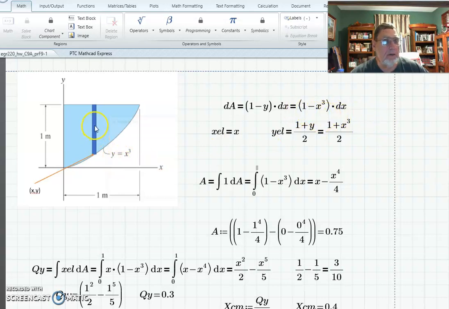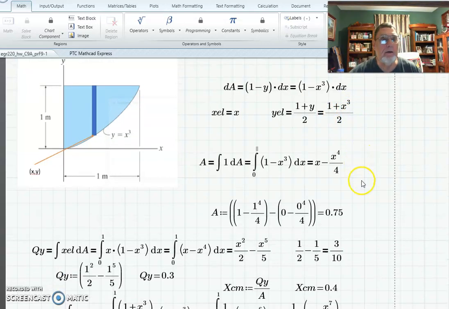All right, and then the center of that element, they're all at the same x, so the x of the element is x. The y of the element, y_el, is going to be the middle there, which we can get by averaging the two endpoints. So that one's y1, that one's y over 2. So the y element will be 1 plus x cubed over 2.